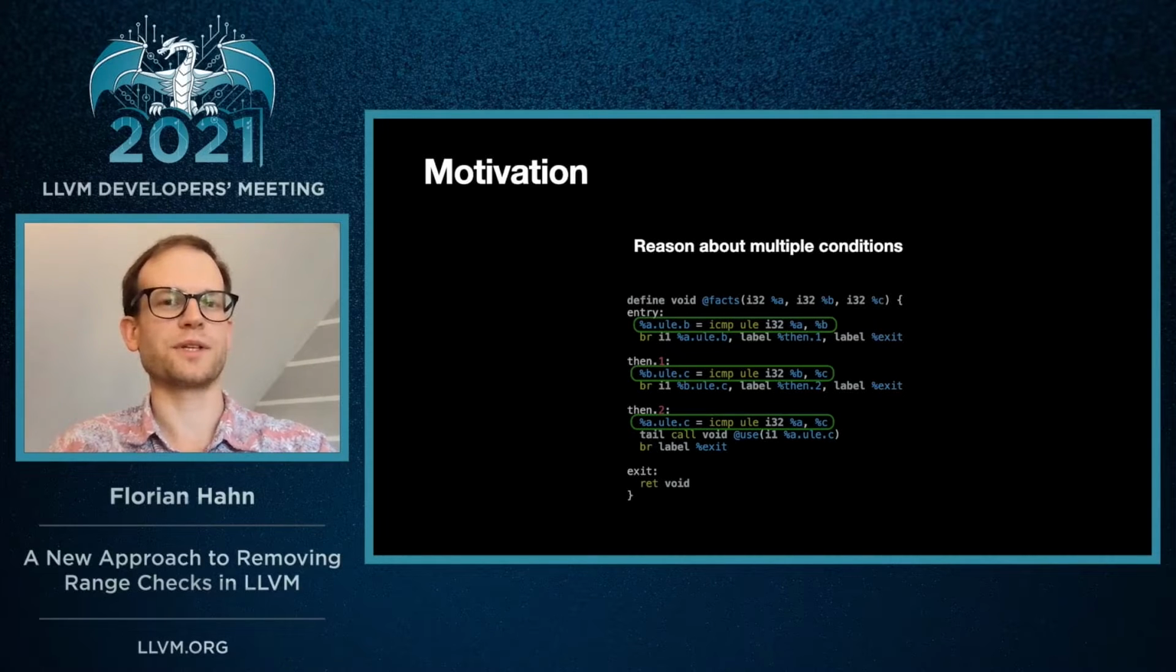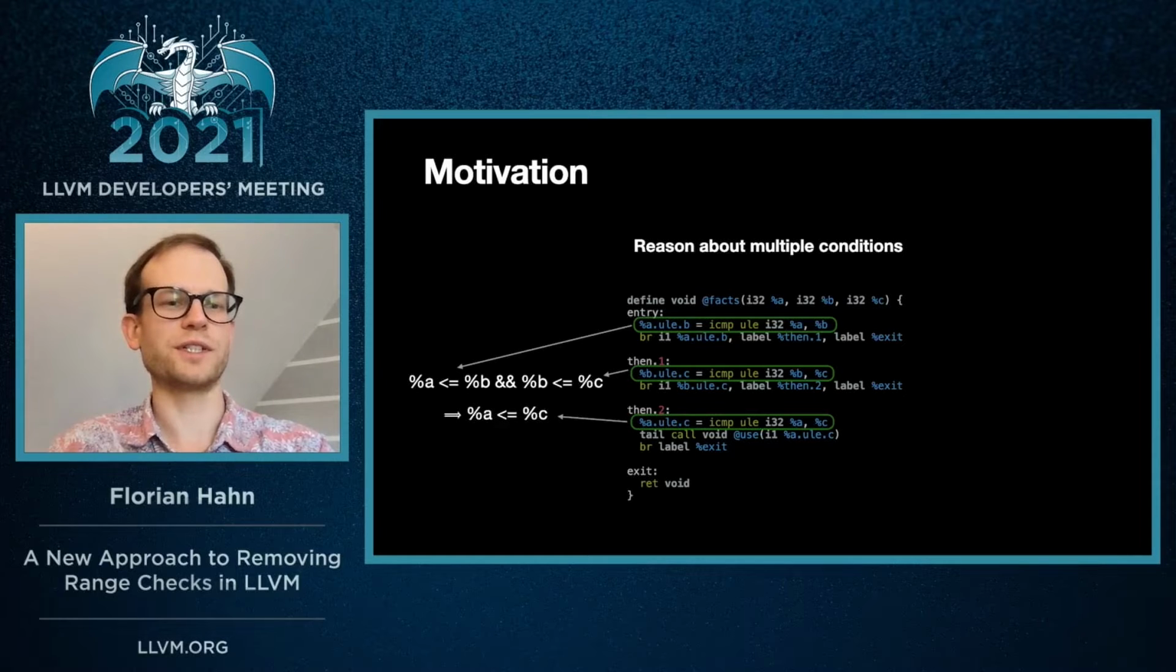Now let's take a closer look at the function. We have the following information. We have two conditions, a less than equal b and b less than equal c, which both dominate the then2 block, where we have a third condition that checks whether a is less than equal c. This condition is implied by the dominating conditions, and ideally we would simplify it to true.